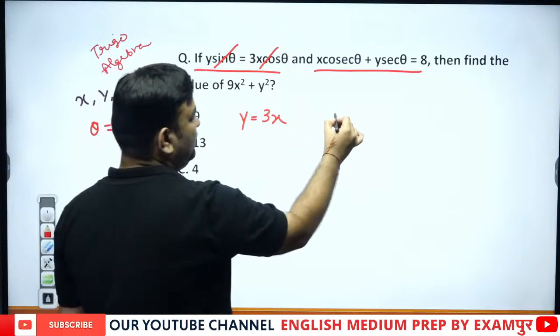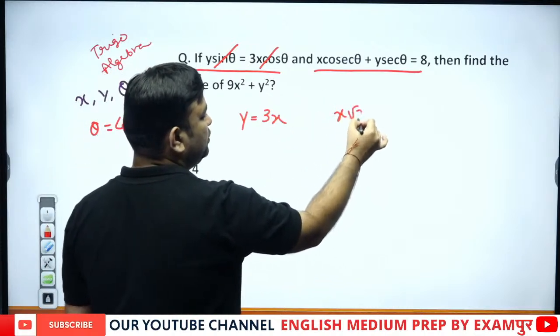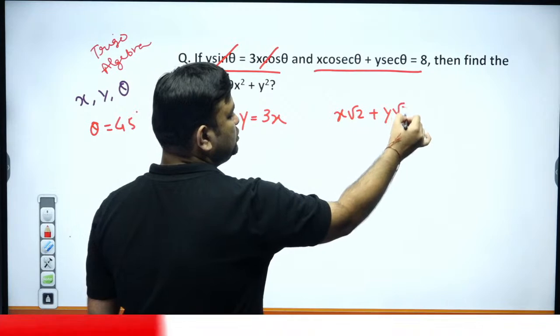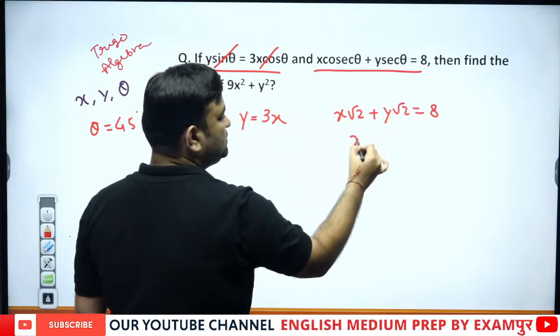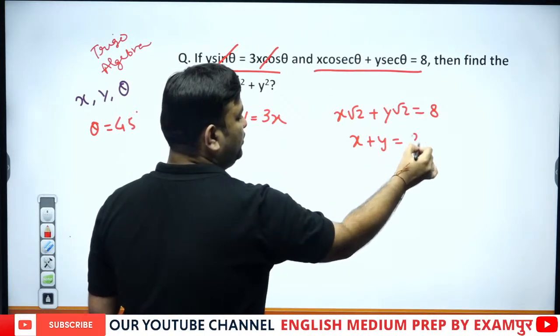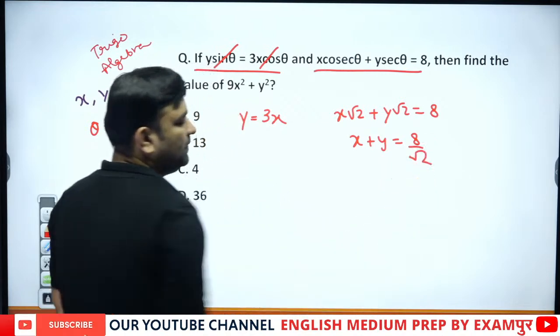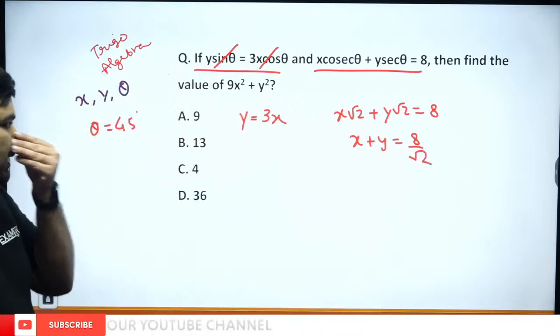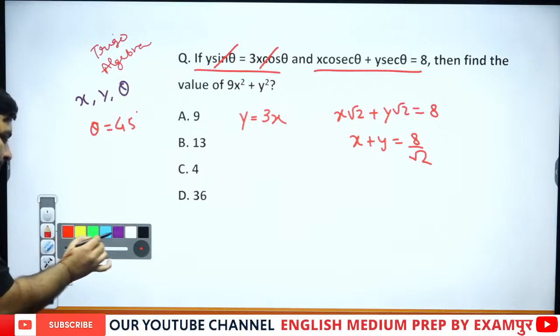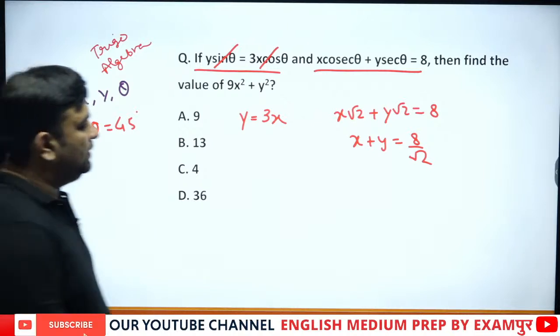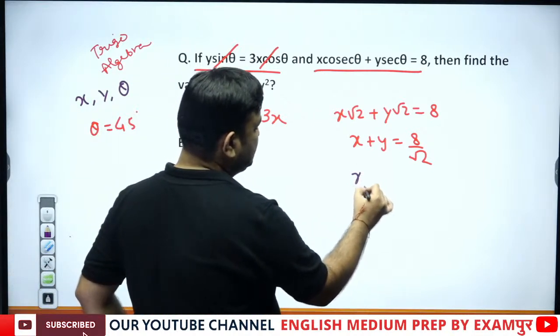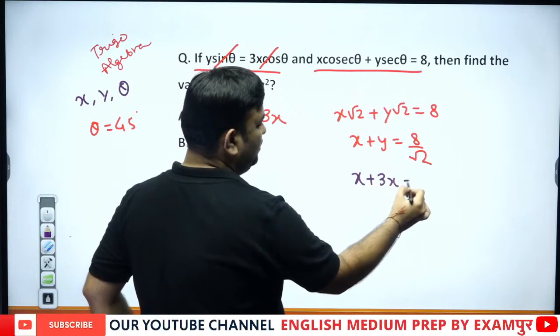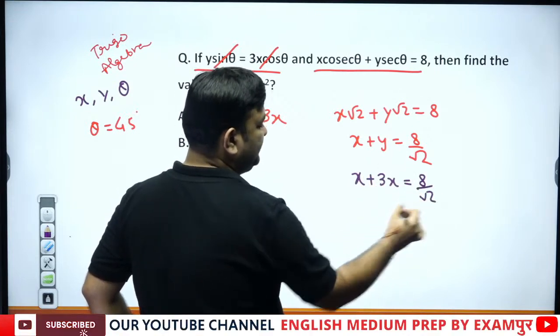And at theta is equal to 45, cosec 45 is root 2 and sec 45 is also root 2. So x plus y is 8 by root 2. Put y is equal to 3x, so x will come.